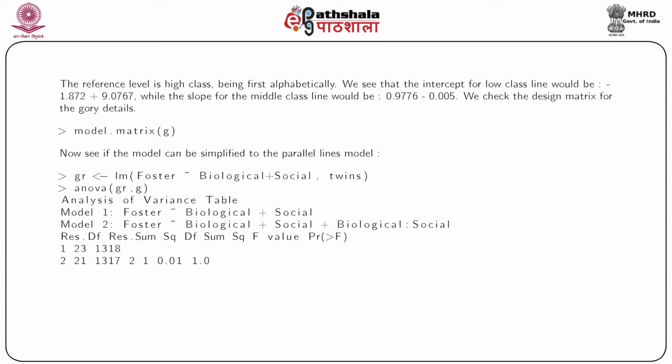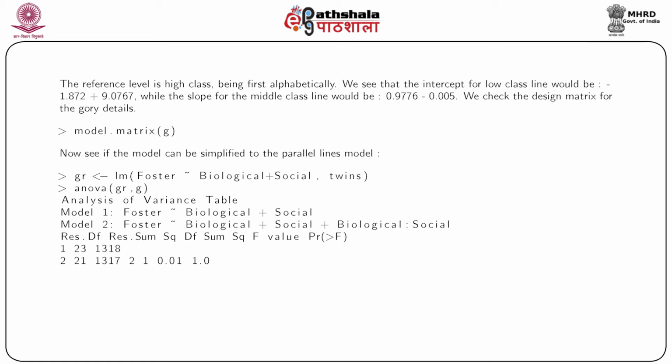So here we can see that the intercept for low class line would be 1.872 plus 9.0767, while the slope for the middle class line would be 0.9776 minus 0.005. So this can be left as an exercise for the students to try out by looking at the output from fitting the regression model. So we check the design matrix for the details now. Let us look at model.matrix G, and then that will give us the model matrix or the design matrix for the fitted regression model.